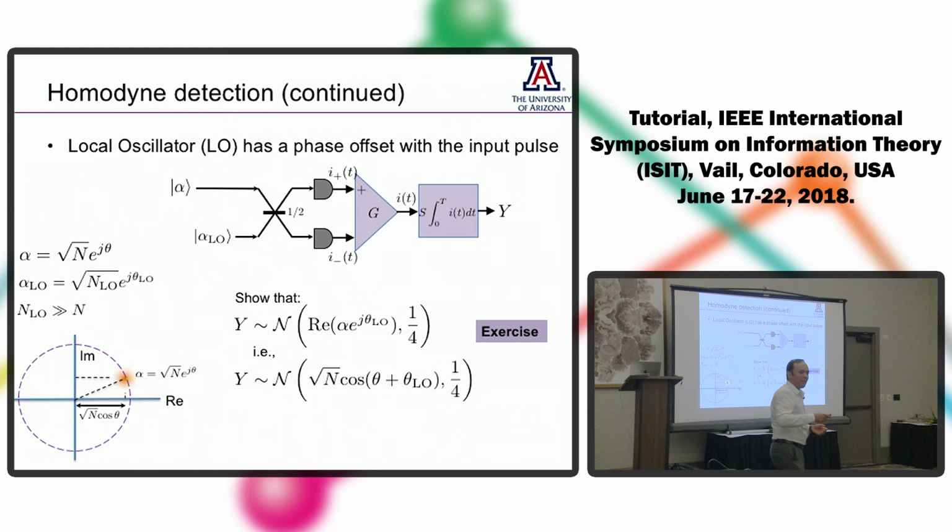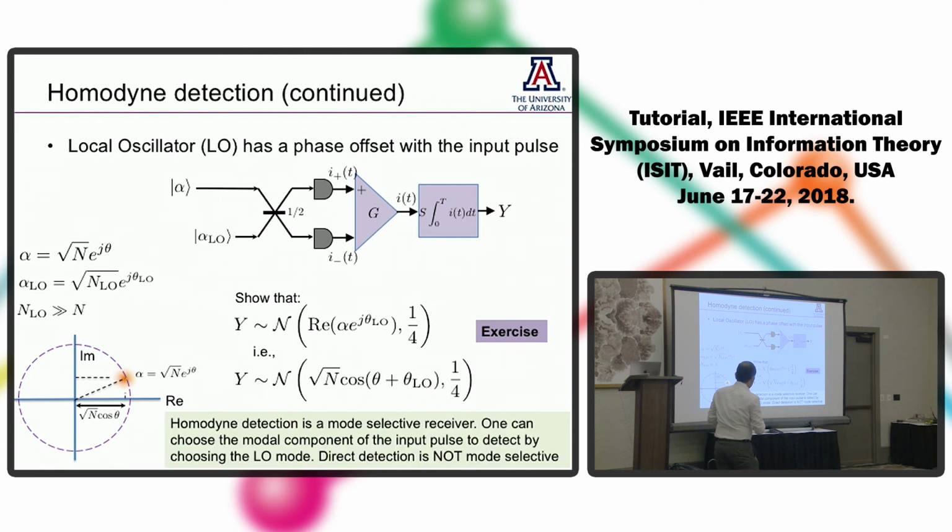Okay, so now if alpha and alpha LO had a phase between them, some theta LO, then you will get the exact same outcome. Your output will still have a mean proportional to alpha, but you will have a cosine of theta plus theta LO term over here. The variance is still 1/4. So you see that you are able to not only measure the mean of alpha, you are also able to measure the angle. So it's a very, very powerful measurement. Homodyne detection can get you the value of alpha and its phase as well.